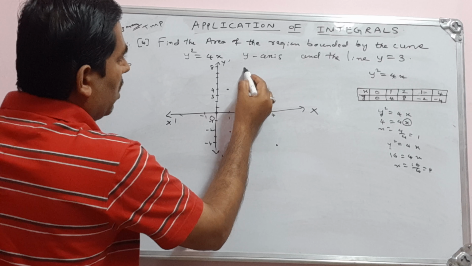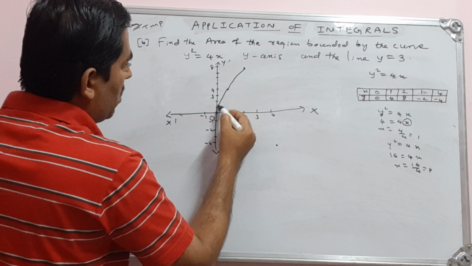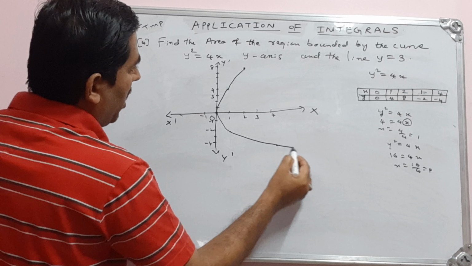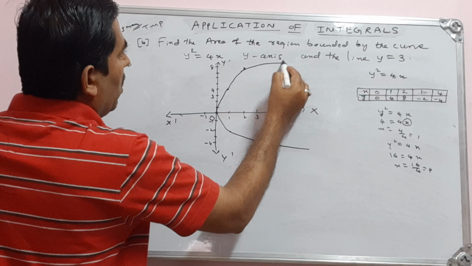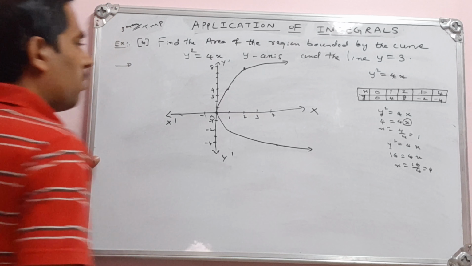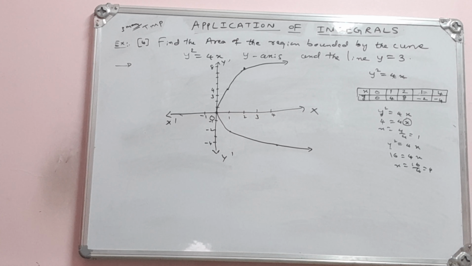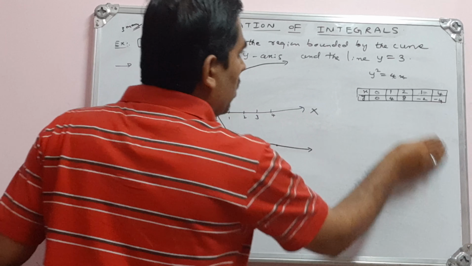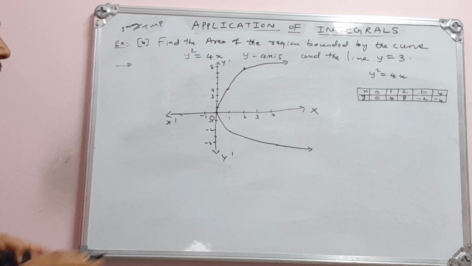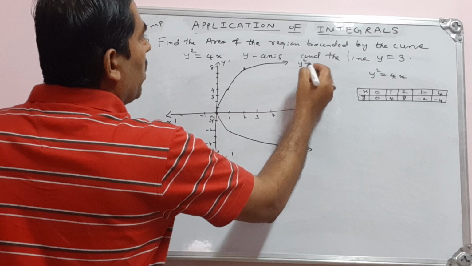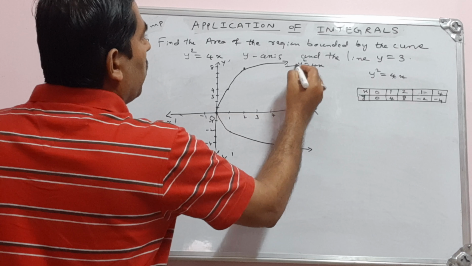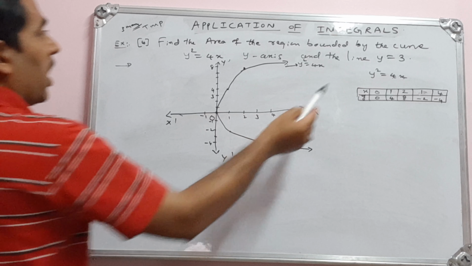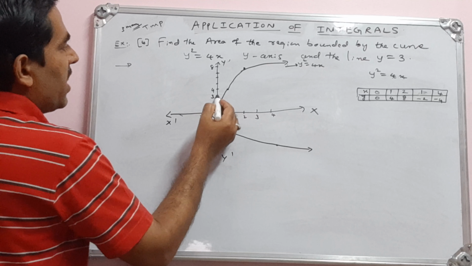Then if I join these points, it will be a right-handed parabola. So this is the given curve, y square is equal to 4x, a right-handed parabola. And the line is y is equal to 3.